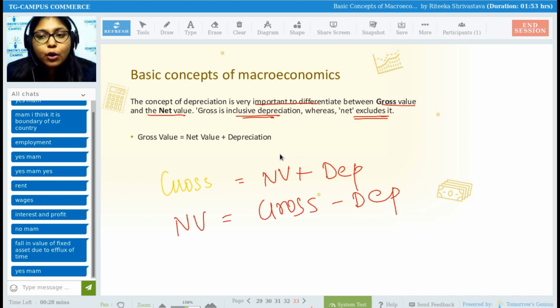So gross and net are dependent upon the depreciation. Gross is the actual value. When you remove depreciation from that, you get net value. Same way, if you add depreciation to net value, you will get gross value.